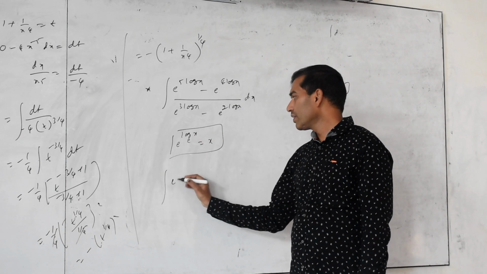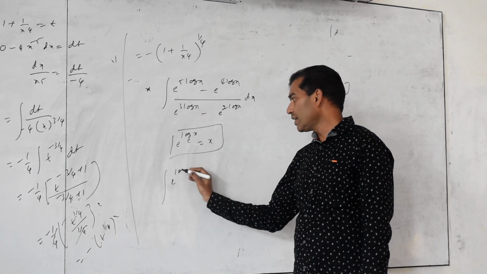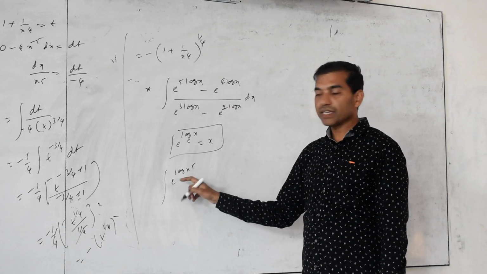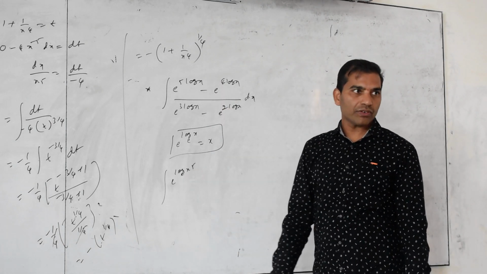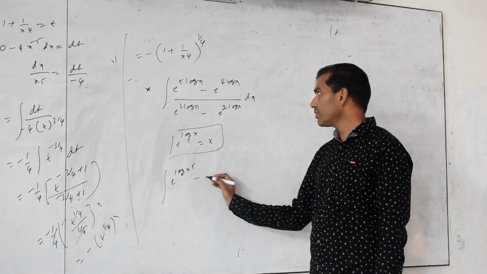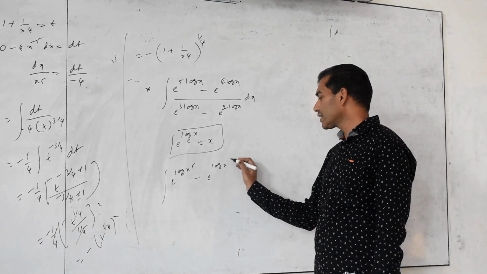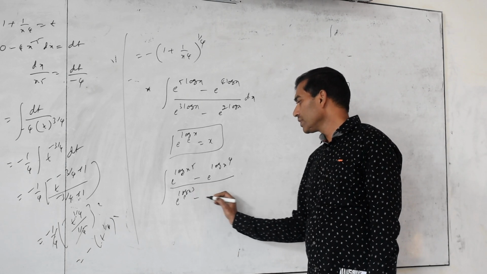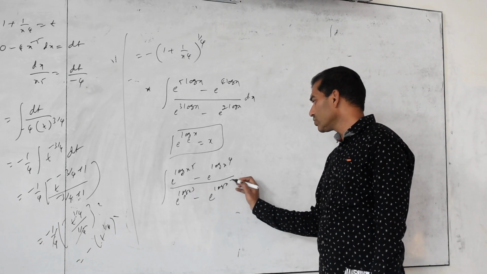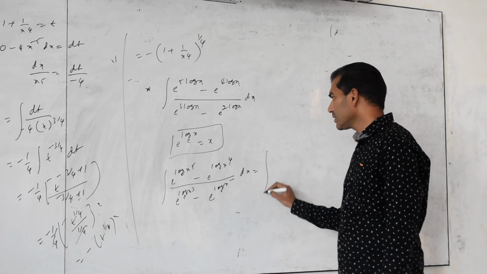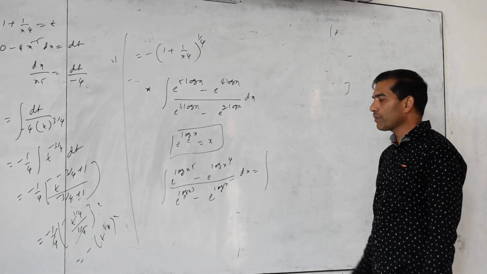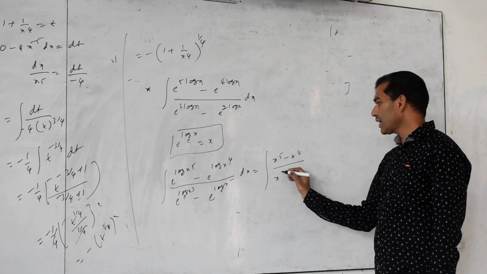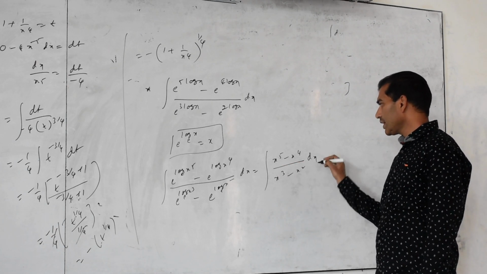Now e power 5 log x, can I write it like this? Log of x power 5. What is the base? E. If they are not mentioned, we consider base e only. So e power log of x power 4 by e power log of x cube, e power log of x square, base e dx. Tell me, e power log of x power base e equals x: x power 5 minus x power 4 by x cube minus x square dx.